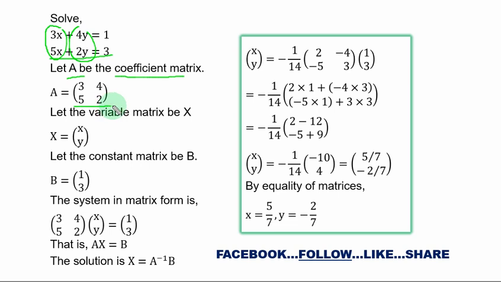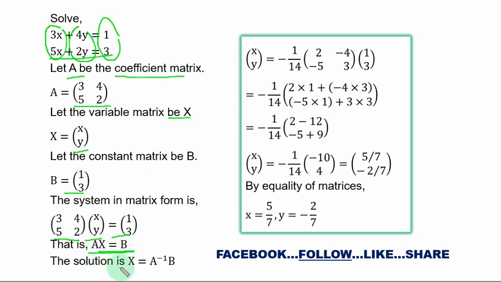Secondly, you define the variable matrix as X, what you are solving for, x and y. And thirdly, the constant matrix B, that is the right hand side, a column matrix, so B is equal to 1, 3. In matrix form, you have the coefficient matrix times the variable matrix equal to the constant matrix. That is AX equal to B.